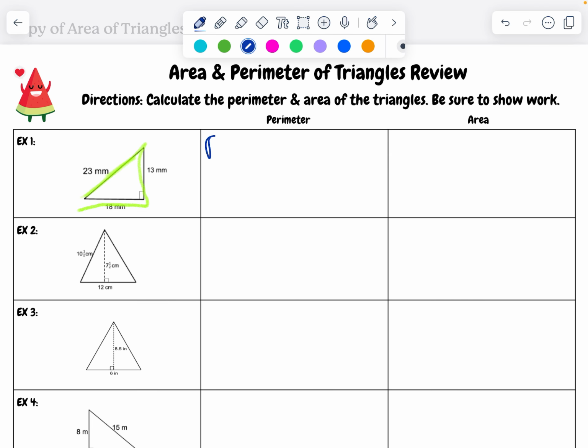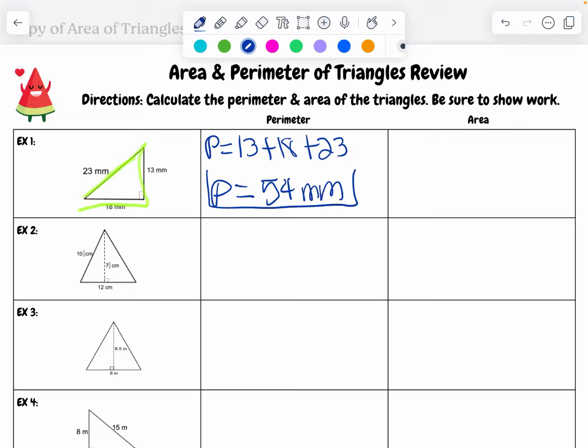So I'm going to write perimeter equals, and I'm going to do 13 plus 18 plus 23. And then you're just going to go to Desmos and plug it into Desmos. When you add all your numbers, I got 54 millimeters. That is the perimeter of that triangle.